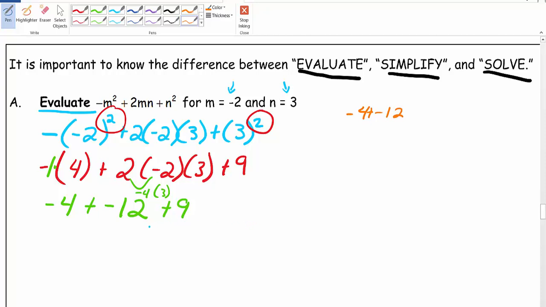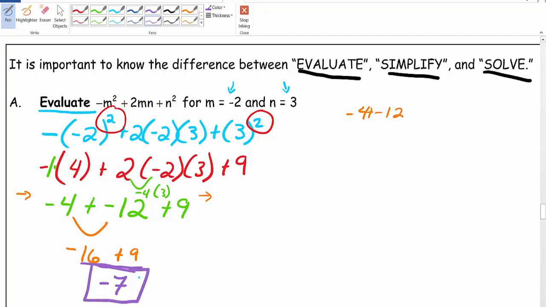And then lastly, what we're going to do is combine our like terms from left to right. So negative 4 plus a negative 12 comes out to be negative 16 plus 9. And then lastly, negative 16 plus 9 comes out to be negative 7.